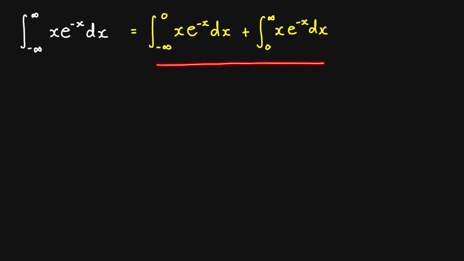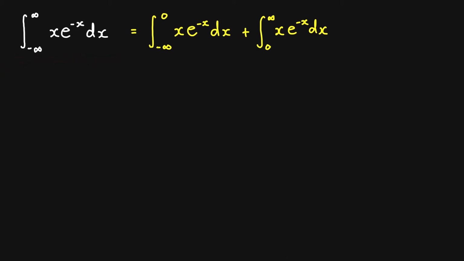Now let's move to our third and last example. So let's evaluate this improper integral from negative infinity to infinity of x e to the negative x dx. So this integral can be written as the sum of these two improper integrals. Now, when do we say that this original improper integral is convergent? This is convergent if these two improper integrals are both convergent. But if one of them diverges, then this original improper integral is divergent.